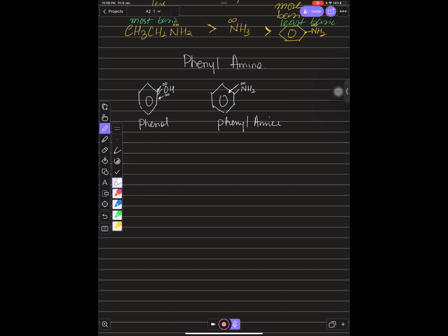The only difference is that phenol is acidic, which we already talked about, and phenylamine is basic, which we talked about in the last class. And the reactions are pretty similar.